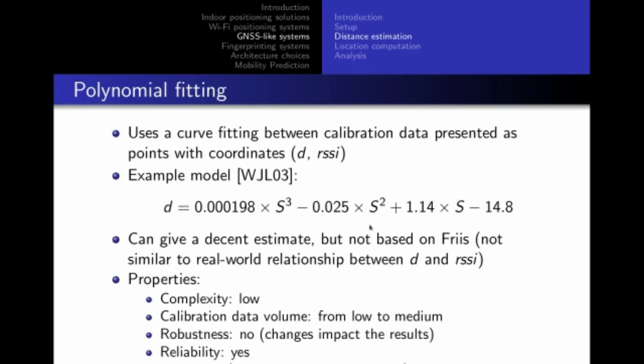It can give a decent estimate, but since it's not based on Friis, it's not similar to the real-world relationship between D and the RSSI. It has a low complexity, it requires few calibration data, it has no robustness since changes impact the results, it is reliable, but it has only a bit more accuracy than Interlink Networks.